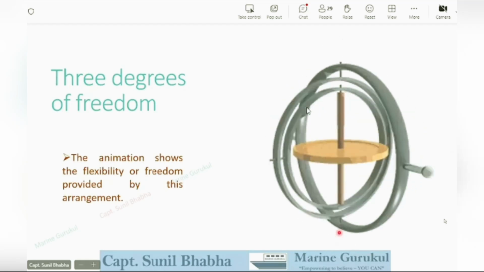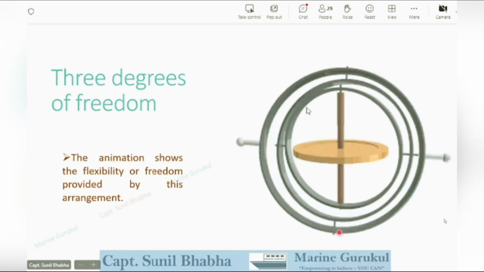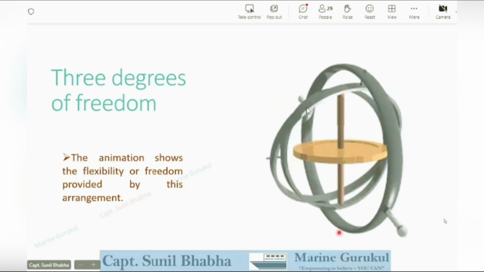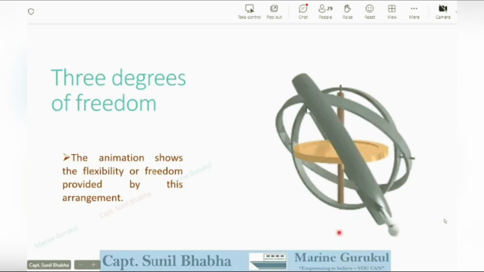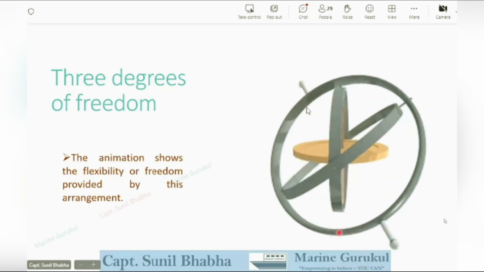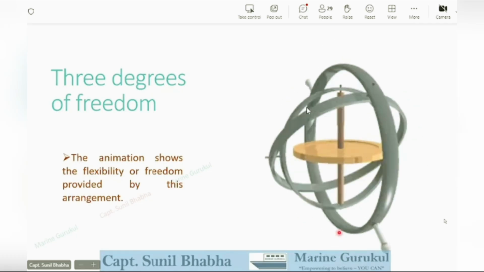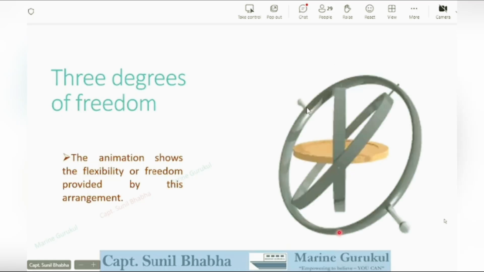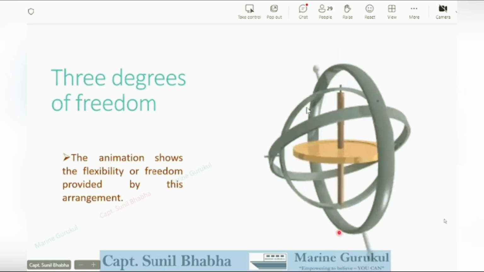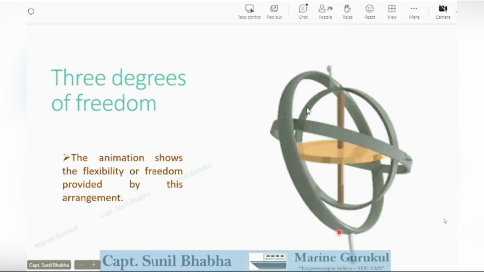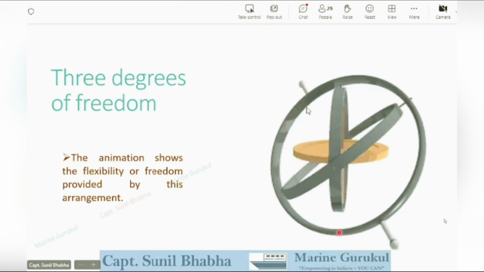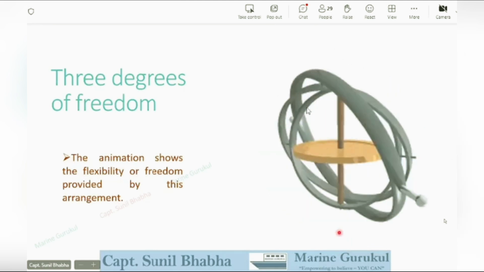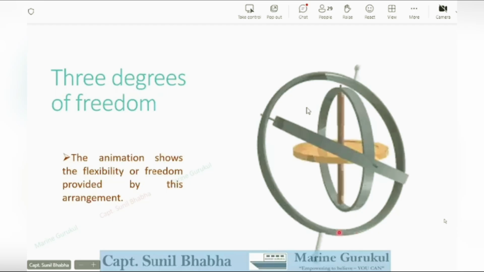You will not be able to transmit or transfer this force to the spin axis. The spin axis is basically shielded from any outer force which is being applied to these rings. So it is totally free to move as it likes, and there is no outer force which can be applied to the spin axis if it has this kind of an arrangement. It is shielded from all external forces.